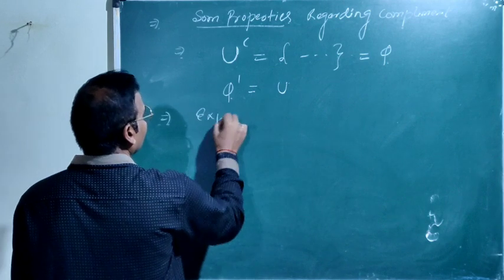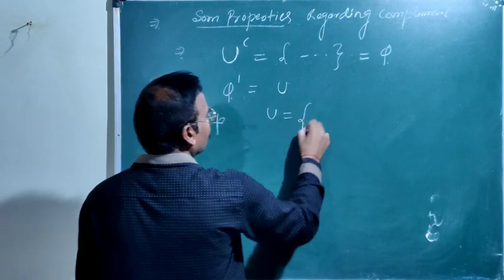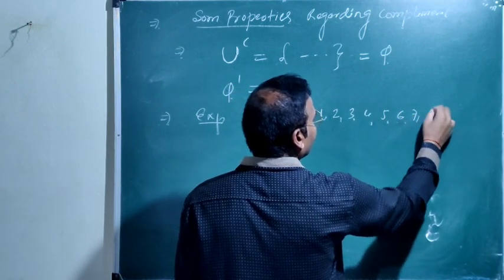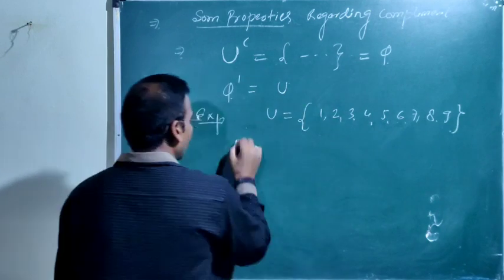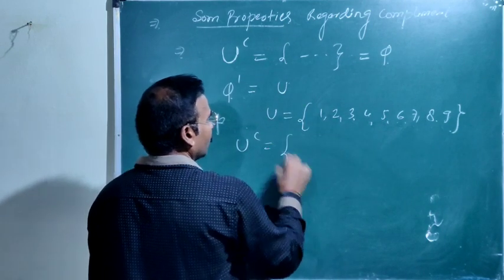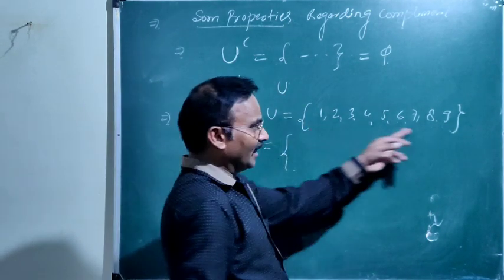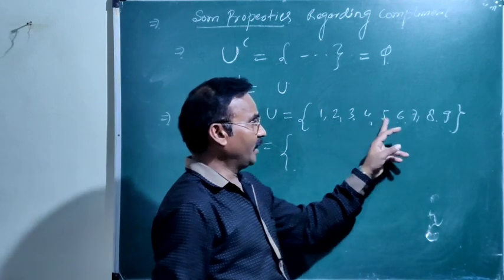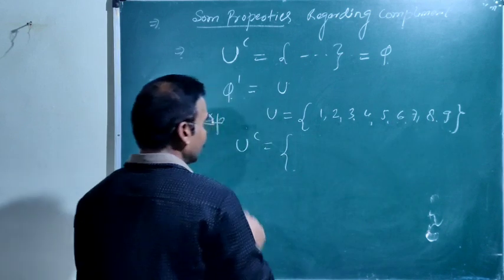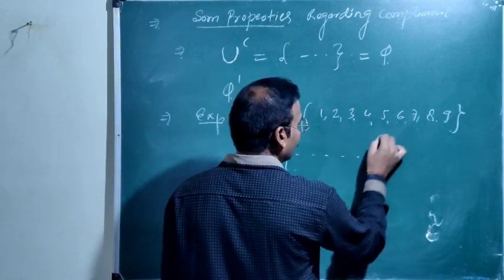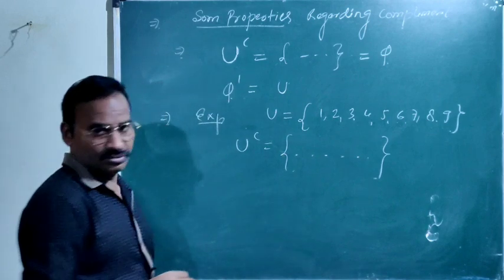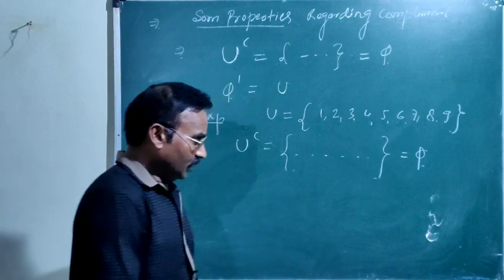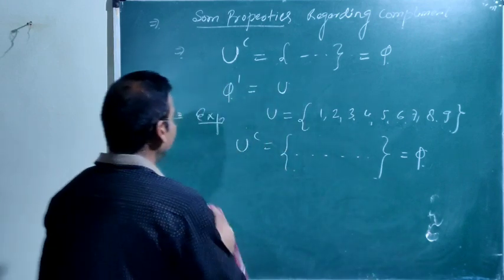For example, if U is 1 2 3 4 5 6 7 8 9, then for the complement of U you have to leave all elements of U, so just leave 1 2 3 4 5 6 7 8 9. There is no element in the complement of U, so this is the empty set, this is phi.